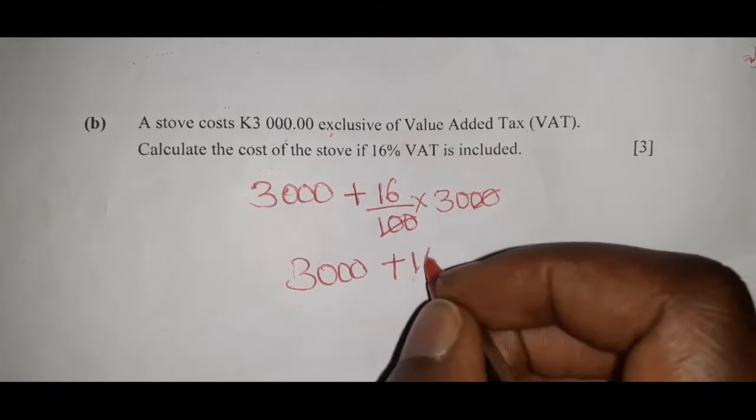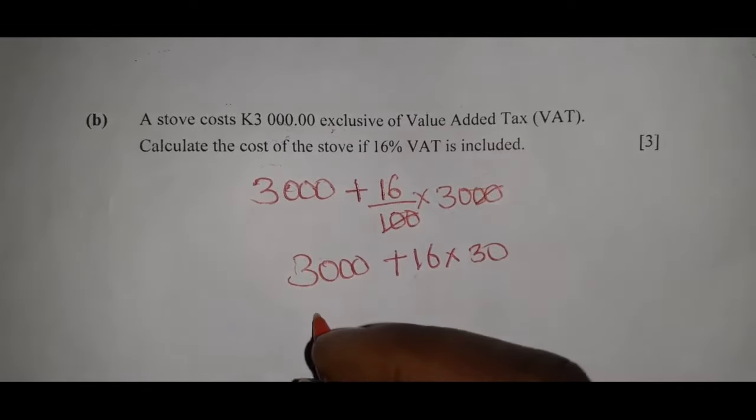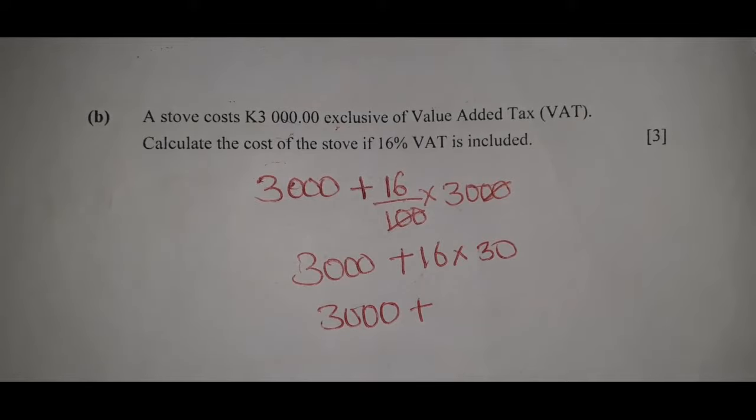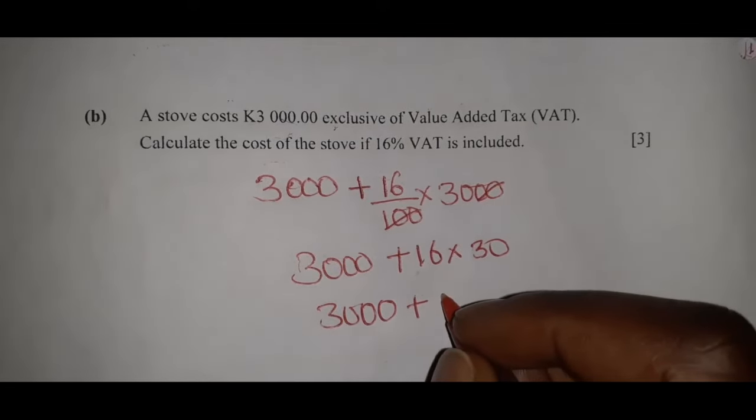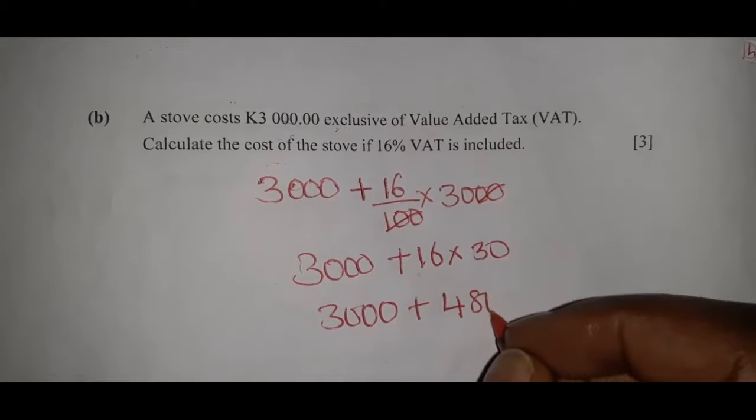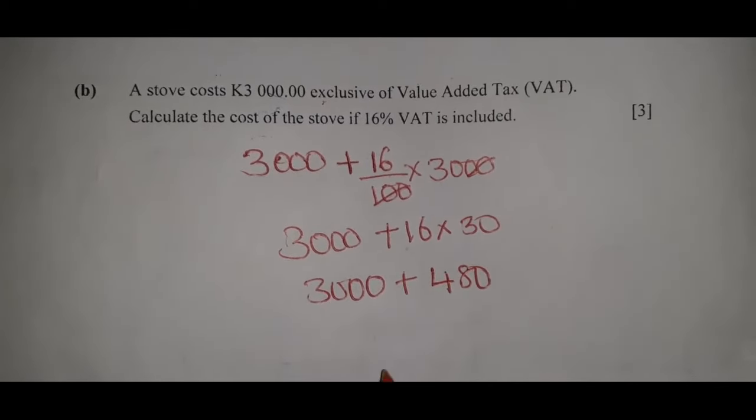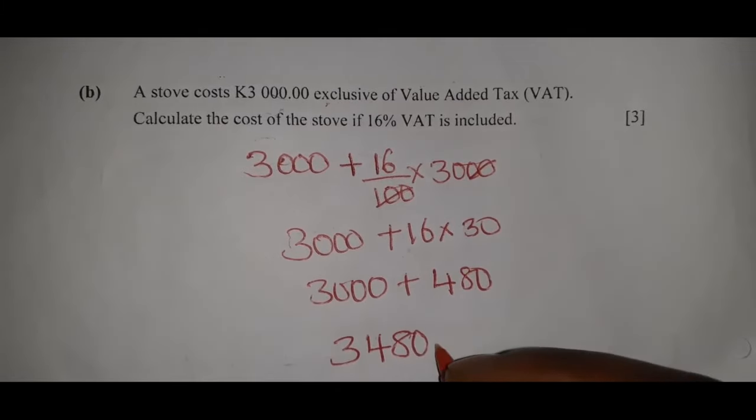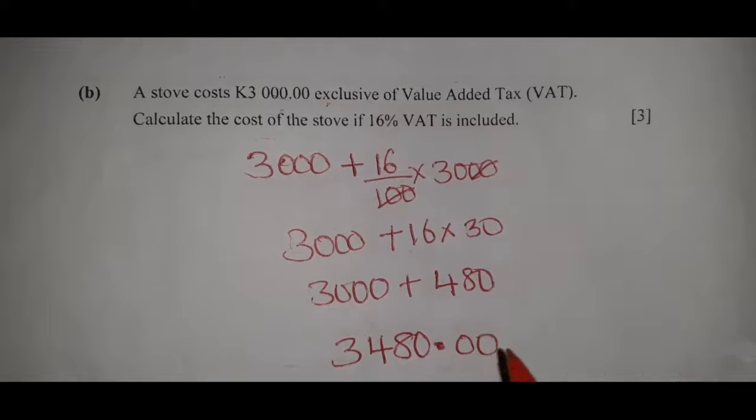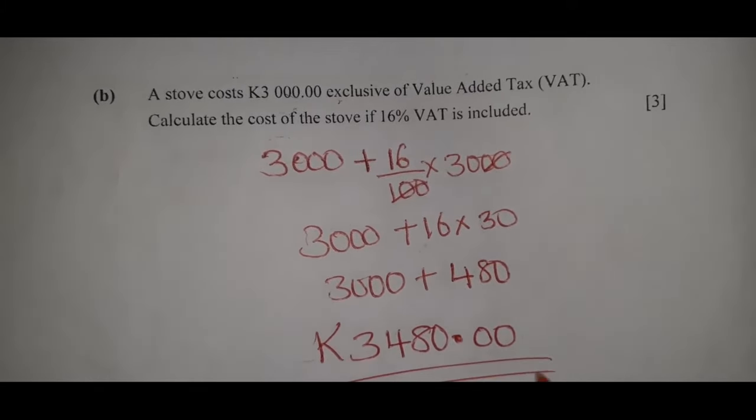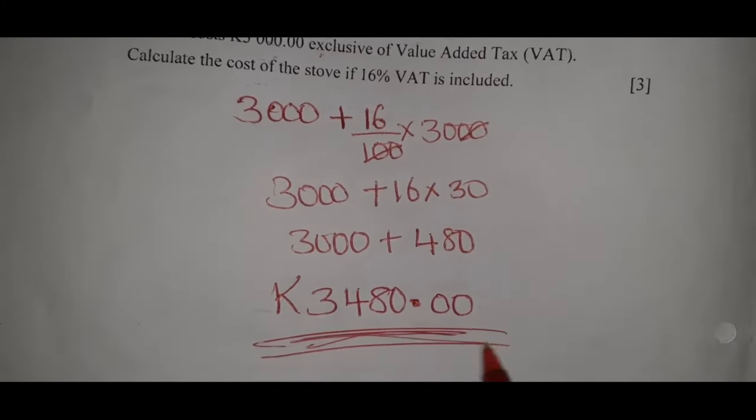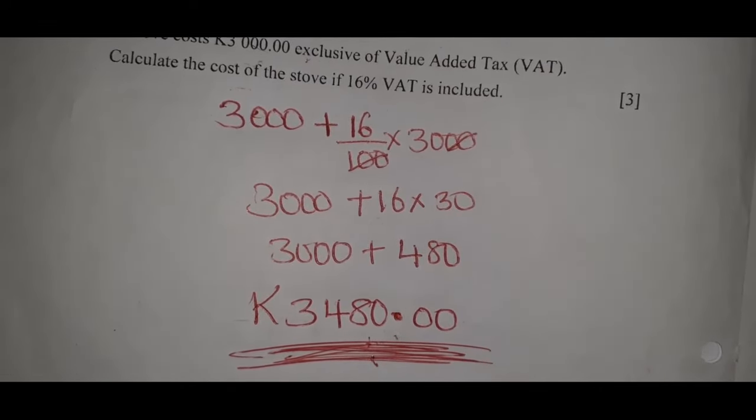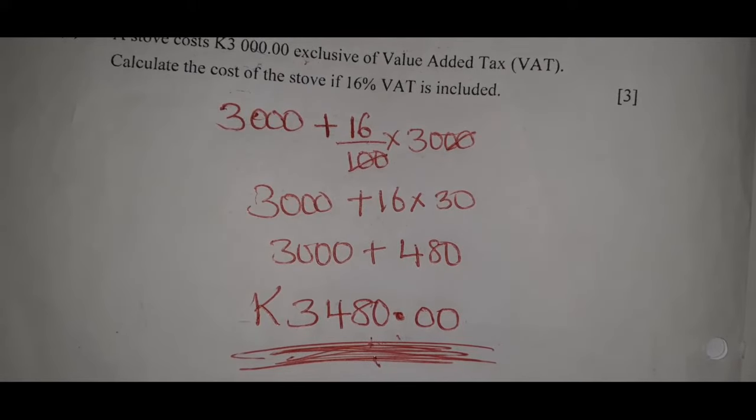So we say 16 over 100 multiplied by 3,000 gives VAT. Let's multiply those two. What do we get? We have 480. When you add these two together, you get 3,480 kwacha 00 ngwe. This is the amount that includes what? VAT. This is the amount that includes VAT. All right, we'll go to the next one.